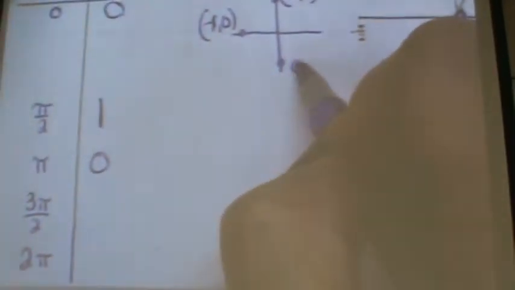How about 3 pi over 2? Here's 3 pi over 2. It's 0, -1. The y value is -1 over r, which is 1, so -1. So at 3 pi over 2, we're going to go down 1. And we're back at our starting point, 2 pi, which is right here, which is 1, 0. The y value is 0, 0 over 1 is 0, and that's 0.